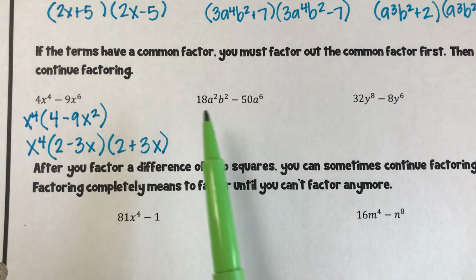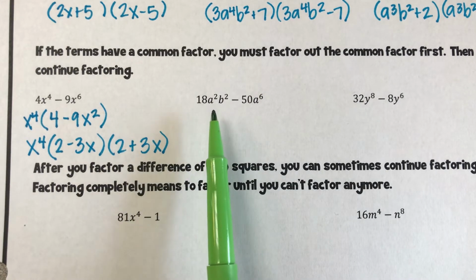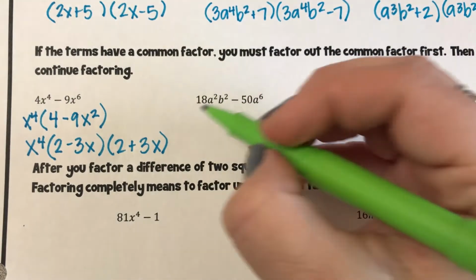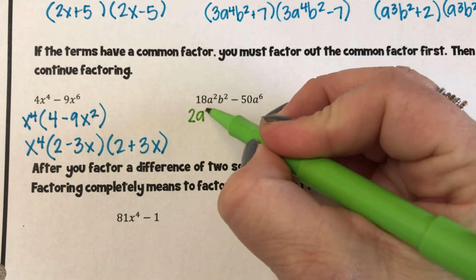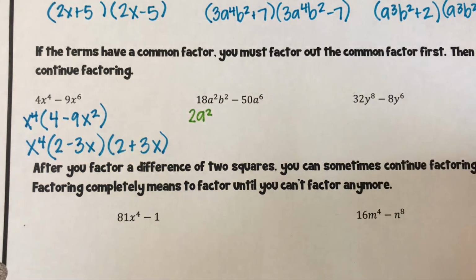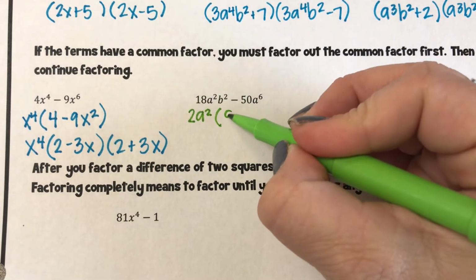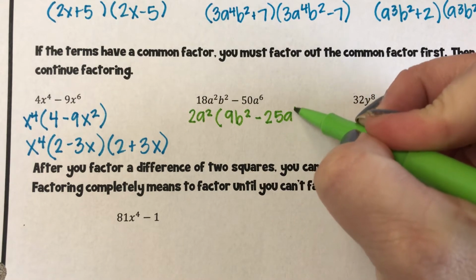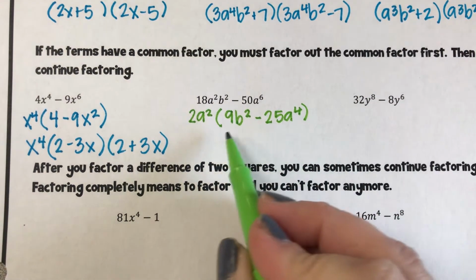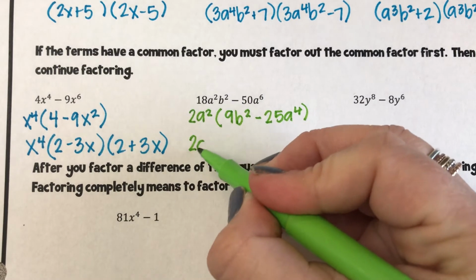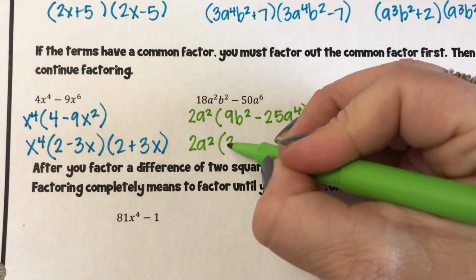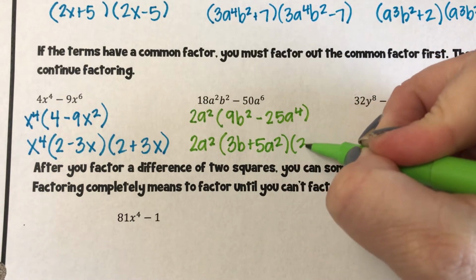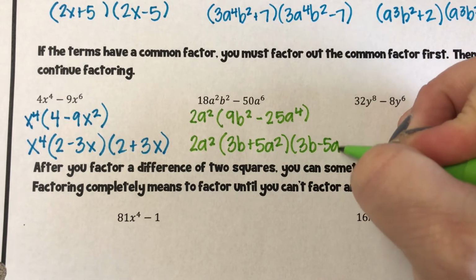Or on this one, it doesn't look like a difference of two squares because 18 is not a perfect square. Well, what if I divided it by 2 and then a squared first, because this has an a squared and this has an a to the 6th. So now I have 9b squared minus 25 a to the 4th. So now, is this a difference of two squares? Yes, it is. So 3b plus 5a squared and then 3b minus 5a squared.